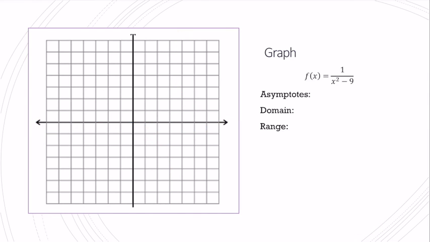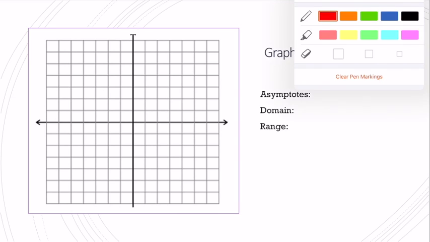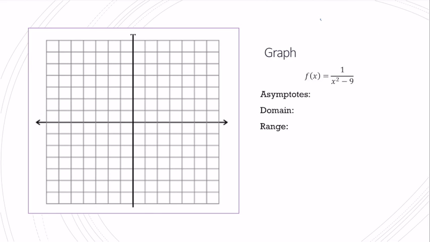Next, I have f of x equals 1 over x squared minus 9. So I need to take my denominator and set it equal to 0. So I've got x squared minus 9 equals 0. And I'm going to go ahead and factor this. This gives me an x plus 3 times an x minus 3 equals 0. I take each of my factors and set them equal to 0. So I get x equals negative 3 and x equals 3. So these are my vertical asymptotes: x equals negative 3 and x equals 3.